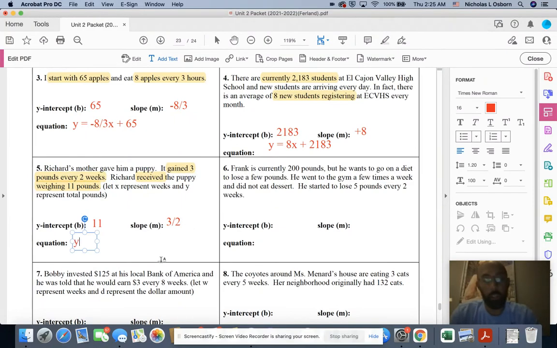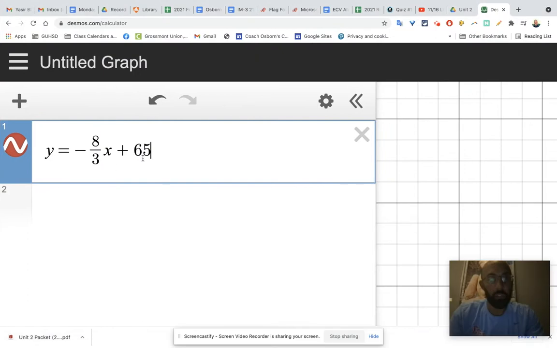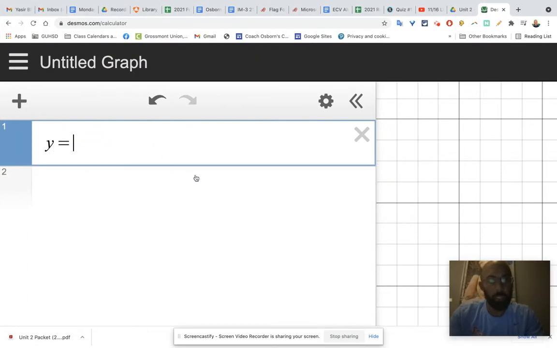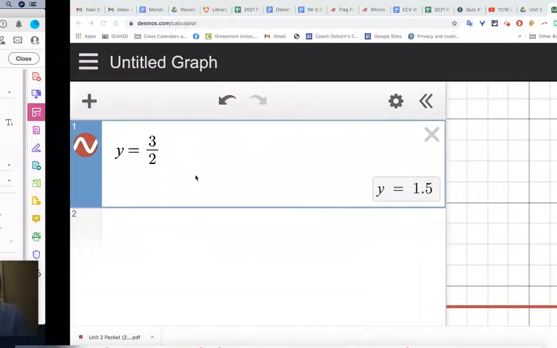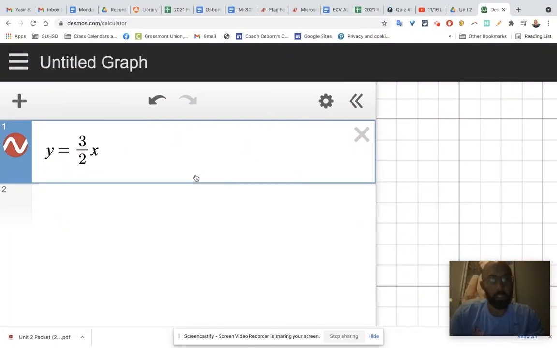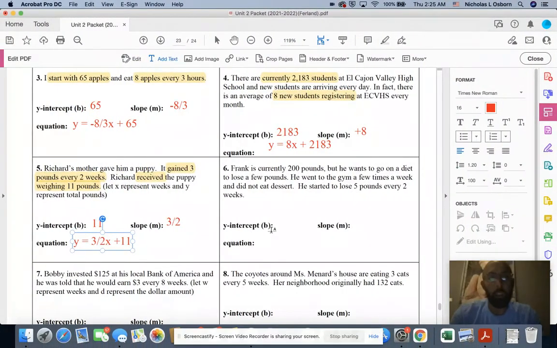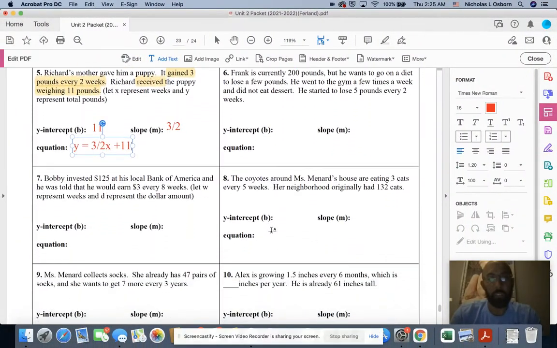So now we have y equals 3/2 x. Remember, just like I showed you with the 8/3, make sure you're putting it like 3/2 x and then plus 11. If I was to write that out real quick, equals 3/2, not 3/11, sorry. 3/2 x to the side here plus 11. That would look like that. All right, I want you guys to finish the rest of these.